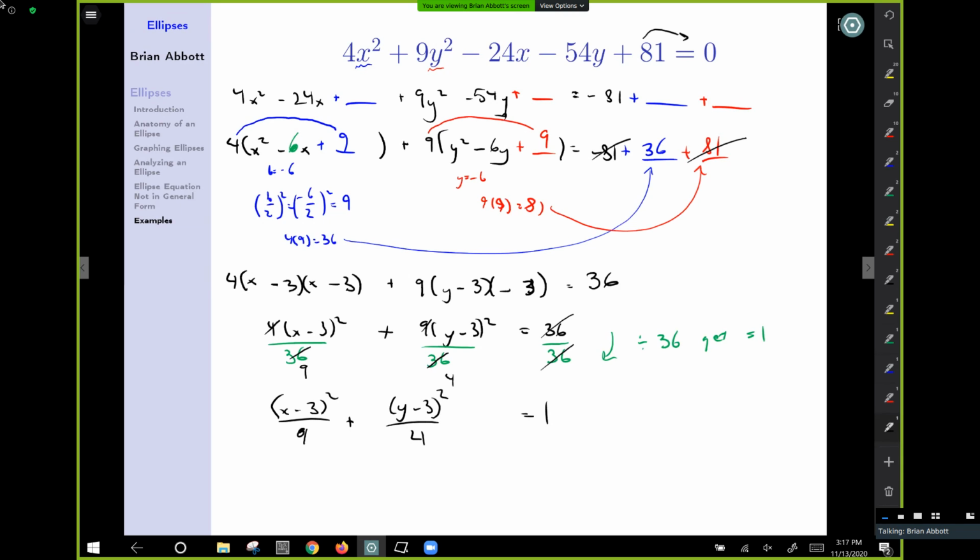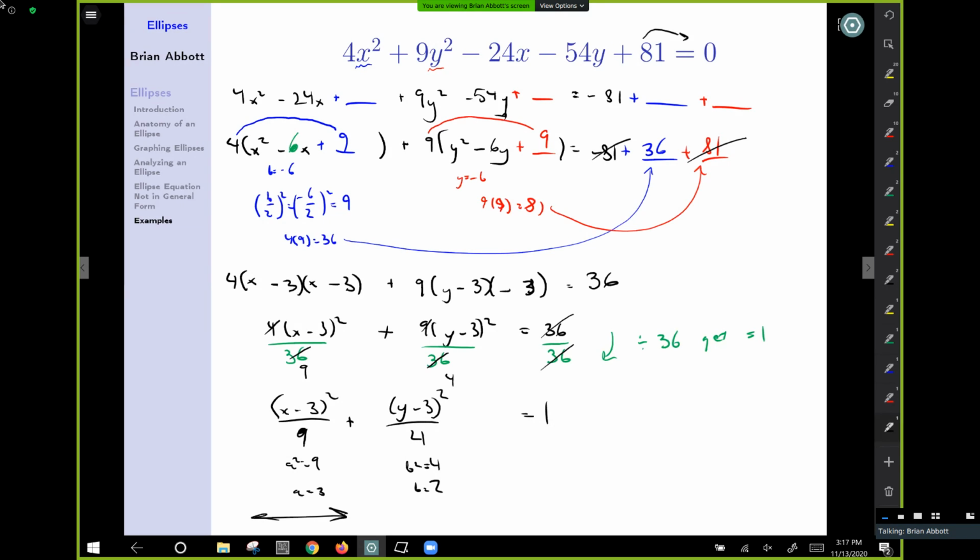All right, so we found our general equation. Next thing to do is to start to identify some of the things about this. Well, we've got that a squared equals 9. That means a is equal to 3. We also know that this thing is longer in the horizontal direction because 9 is bigger than 4. So that'll help us. And then b squared is equal to 4. Well, b is equal to 2 there.